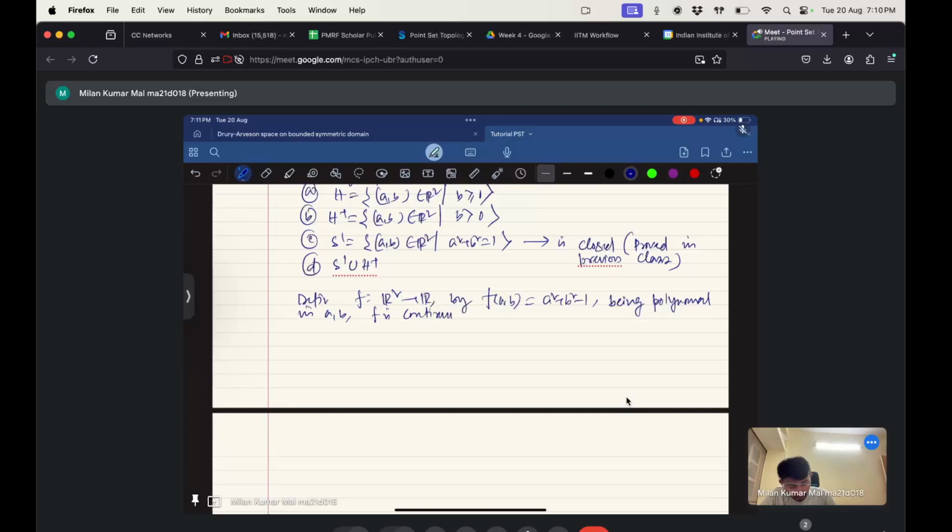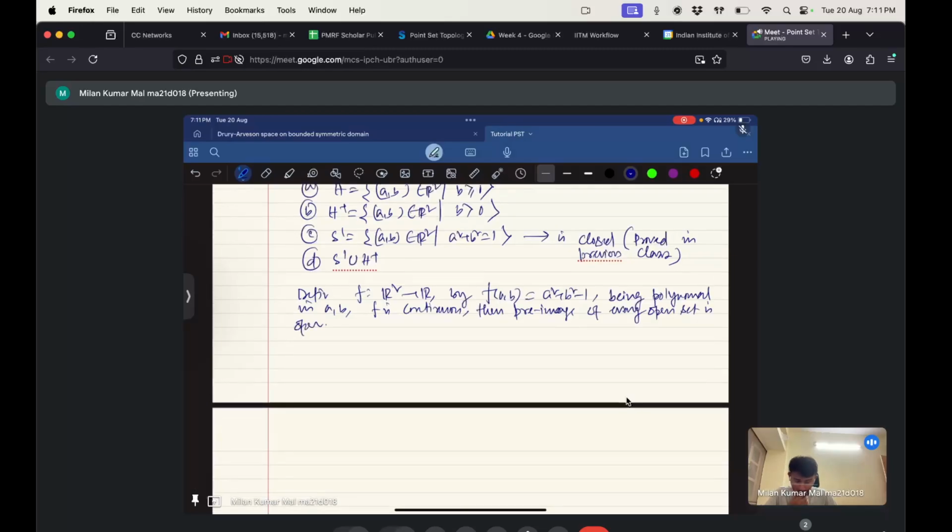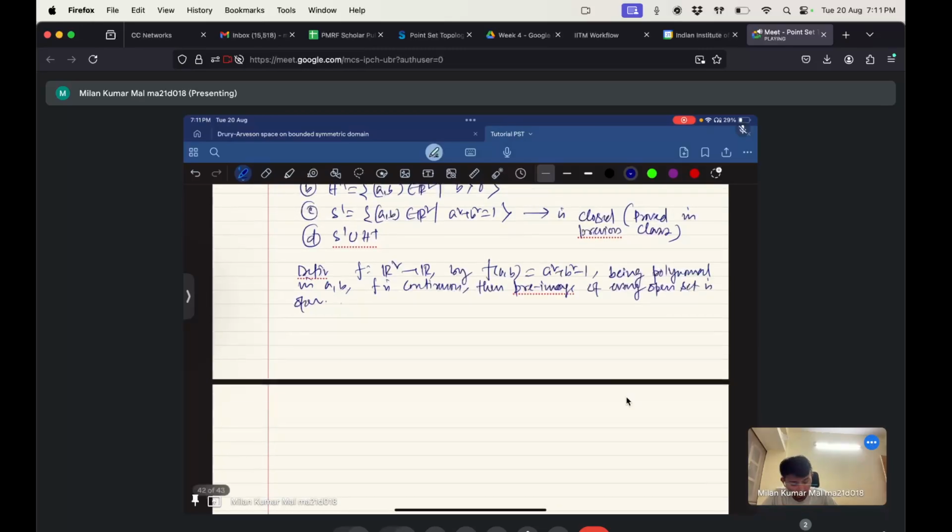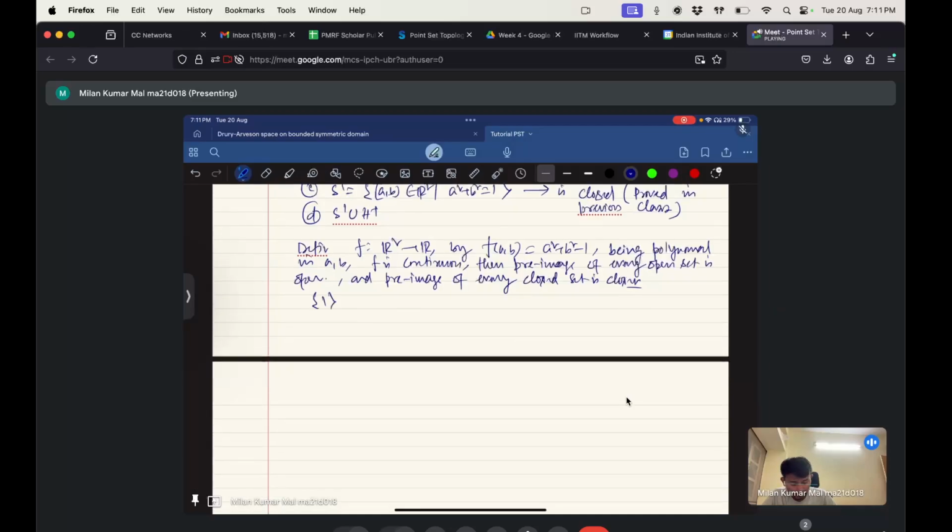Now f is continuous, then the pre-image of every open set is open, and the pre-image of every closed set is closed. Now we know that this set is closed. I can take this {0}. 0 is closed in R.